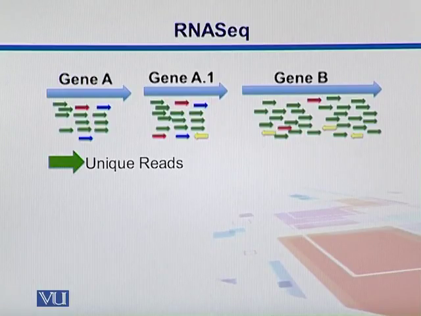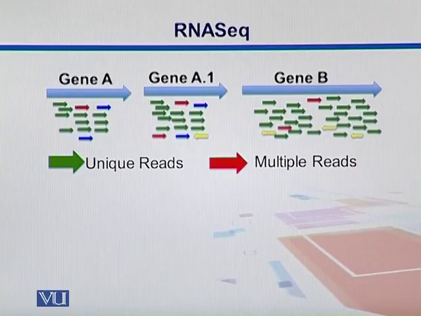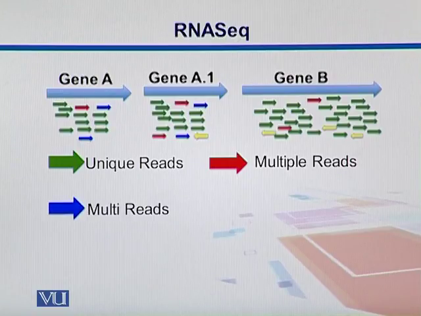Green ones are unique reads, which are uniquely mapped. Multiple reads can go and align to different genes, and they can align to different alternative splice variants. Remember here, gene A and A.1 are alternative splice variants of gene A, whereas gene B is a different gene. So there are two genes, A and B, and within A we have A and A.1. A multi-read can go to multiple locations, but within different alternative splice variants of the same gene. Whereas a multiple can go anywhere: the same gene, alternative splice variants, or different genes.